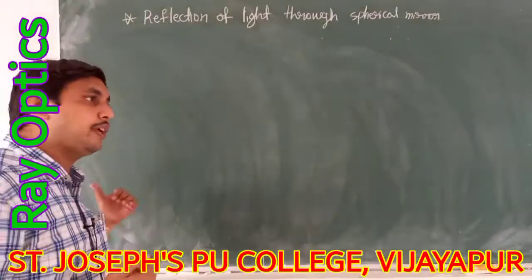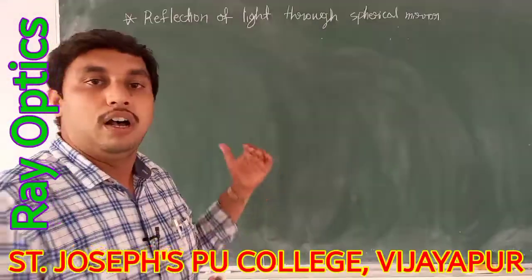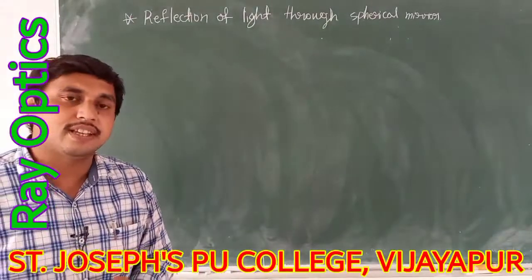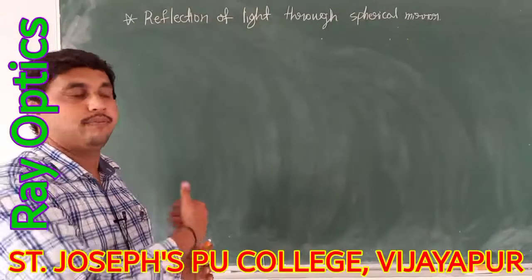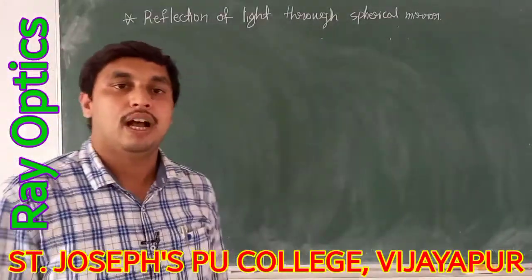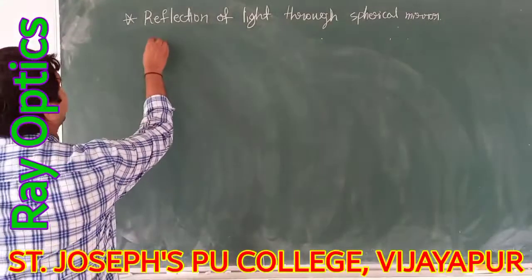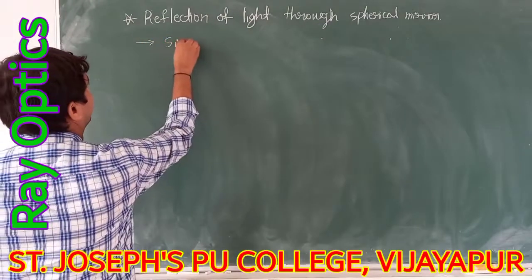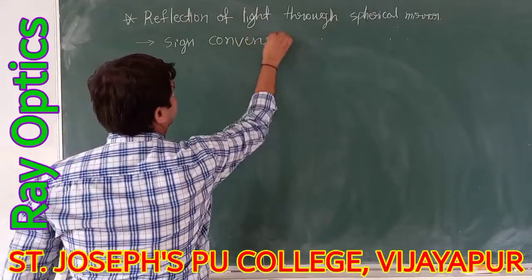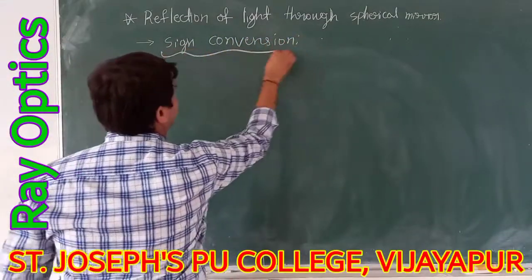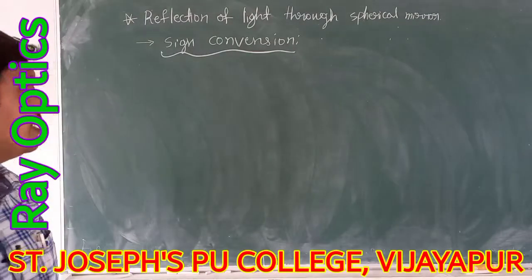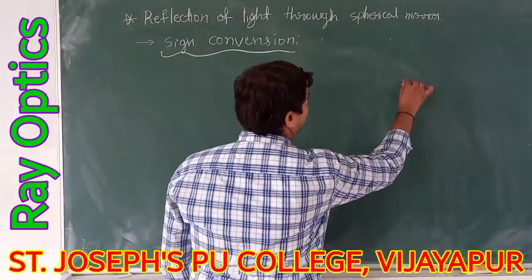So before discussing the relation between the focal length and the radius of curvature as well as the mirror equation, we have to see some convention, particularly the sign convention. So first we have to understand that sign convention, that is also called the Cartesian sign convention. We will call it a Cartesian sign convention. Let us understand what it is.